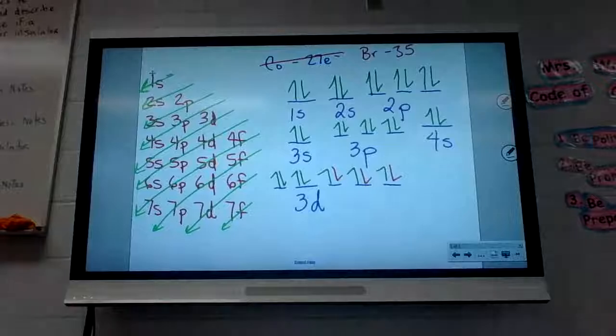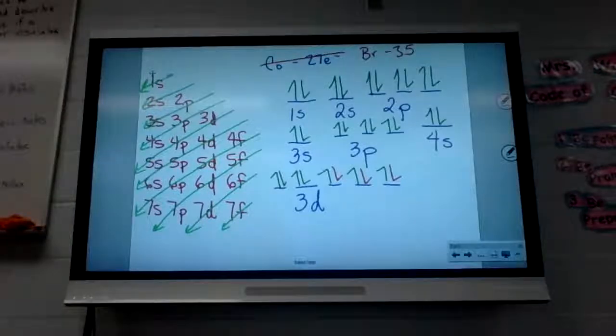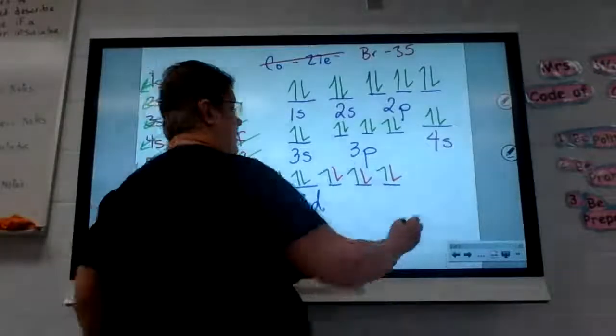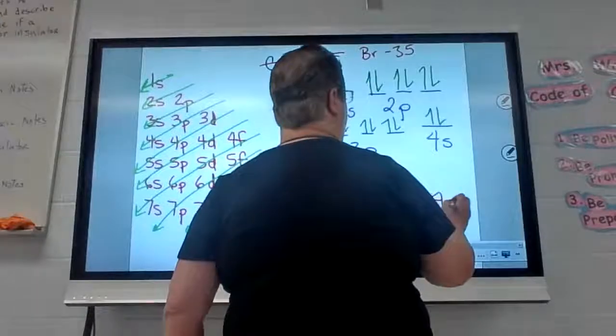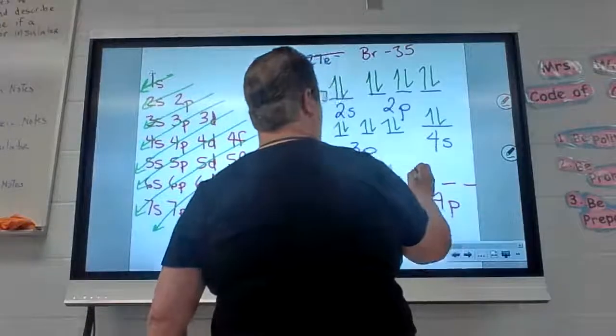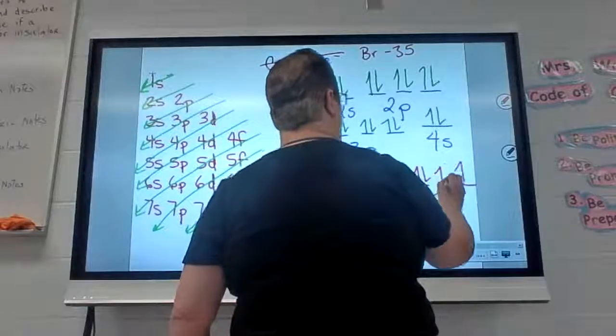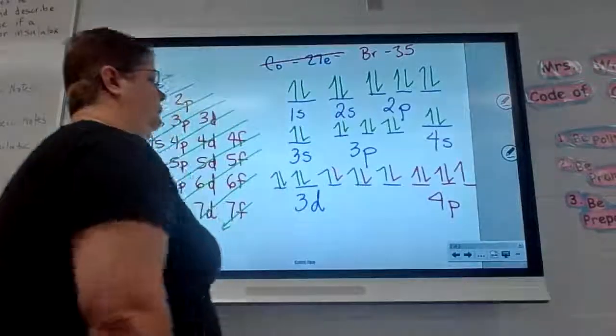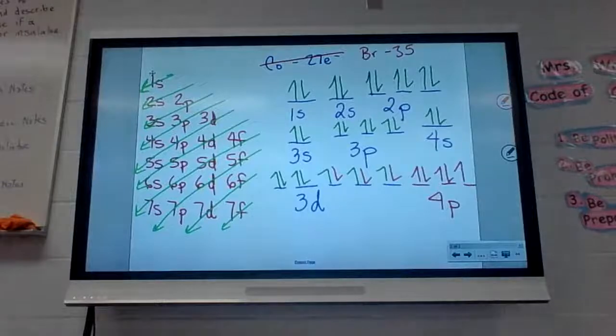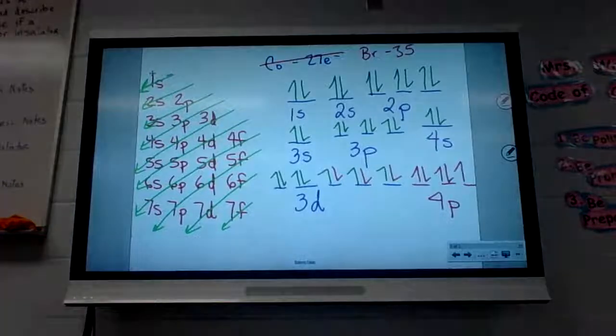So what comes next in my chart after 3D? 4P. How many lines go above a P? 3. So 1, 2, 3, 4, 5. Questions? Questions about those? All right.